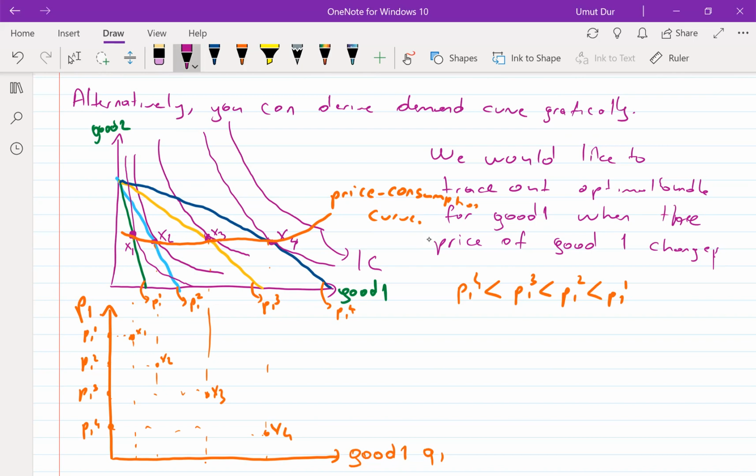So my demand curve for good one will be the curve that I connect those points. This is the demand curve for good one.